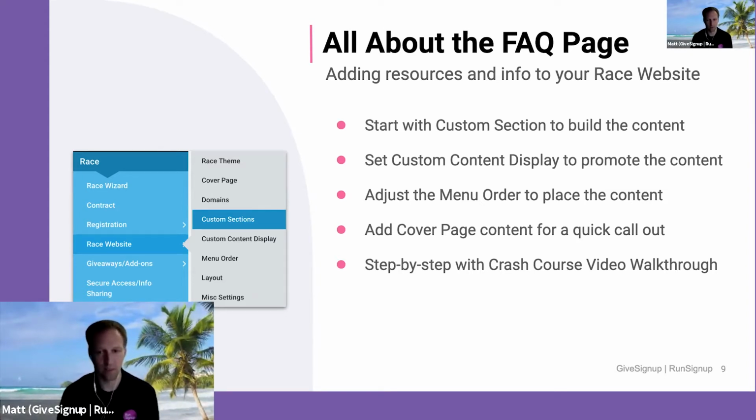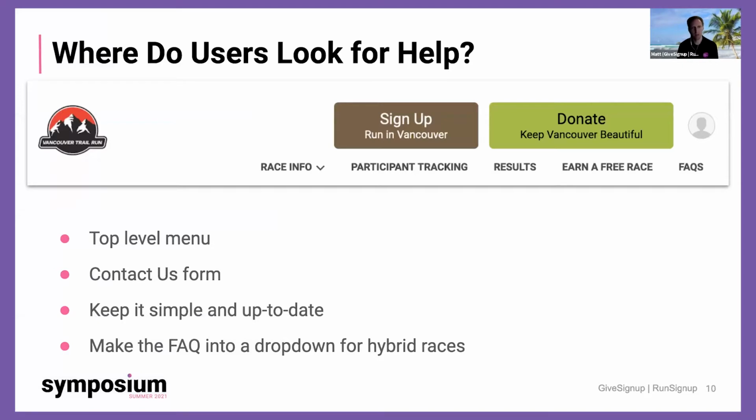Those are all good custom sections you can add there. So again, where do users look for help? Generally in the top right of the page, you'll see, here is an example of the menu from my Vancouver Trail Run. It's got the FAQs page right there on the menu. You can also find a contact us form.